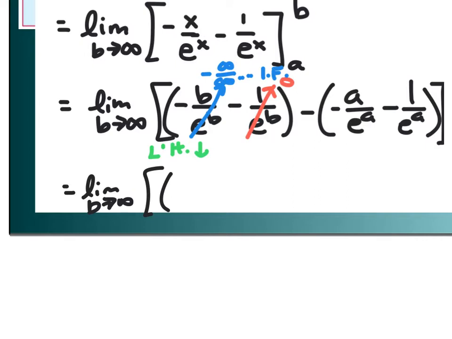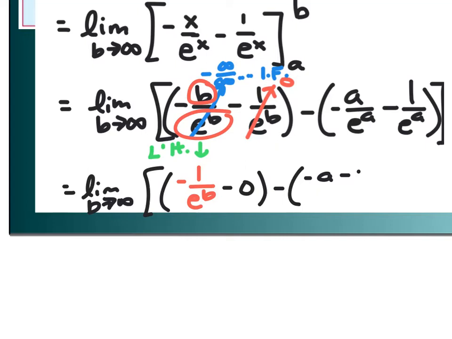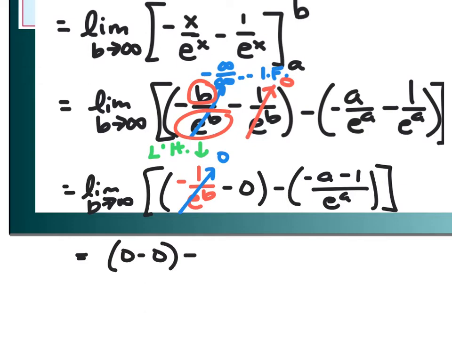I take the derivative of the top, derivative of b is 1, derivative of the bottom is going to stay the same. I already knew that was going to be 0 here. Minus, I'm going to combine these two. That'll be negative a minus 1 over e to the a. And so now as I take the limit as b goes to infinity, this will become a 0. Therefore, I get 0 minus 0 minus negative a minus 1 over e to the a.